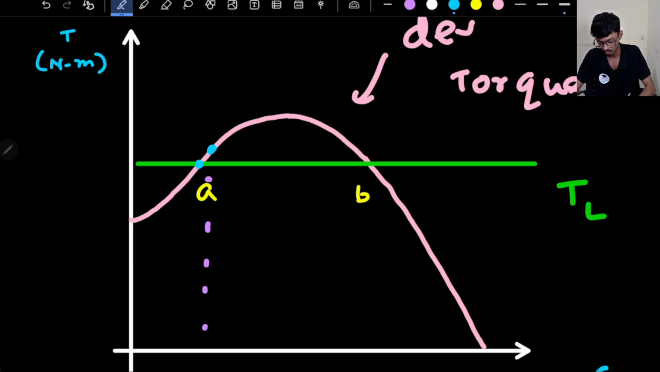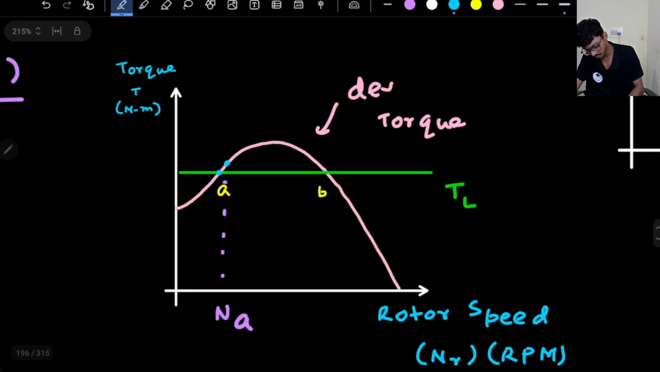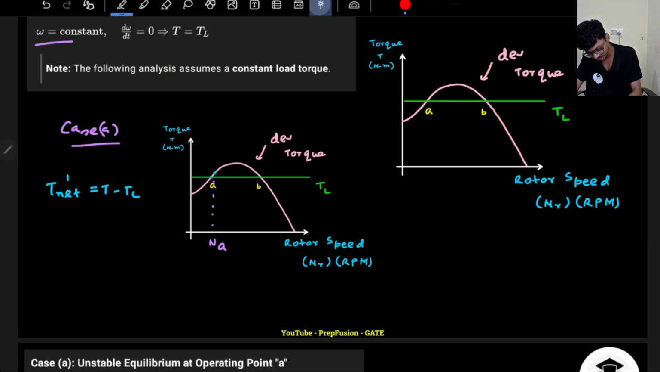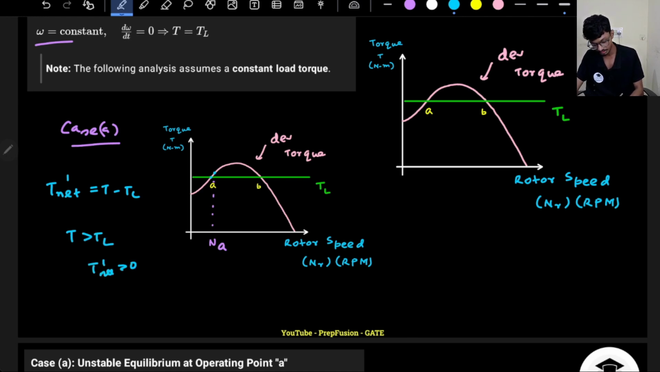For some reason the developed torque reaches point B. So what will happen? If I change my developed torque slightly, I'm giving a small disturbance. So what is the net torque now? T net dash is basically always T minus TL, and this time I have just given it a small disturbance that is above TL, right? So T is greater than TL, so the net torque is positive. If net torque is positive, that basically means there is acceleration, so it will accelerate further.